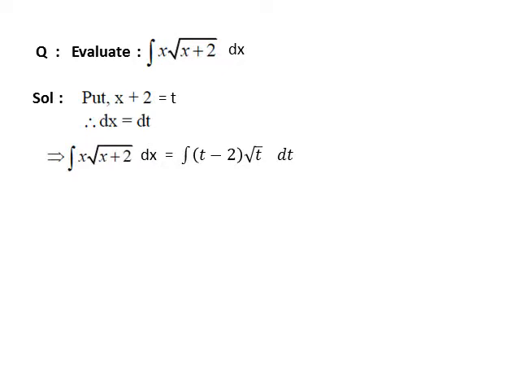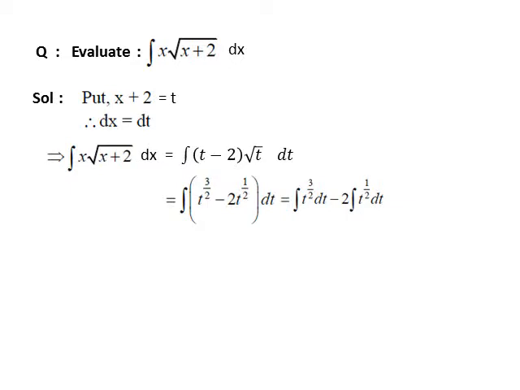Multiply square root of t within the bracket. We get integral of t raised to power 3 by 2 minus 2 t raised to power 1 by 2 with respect to t. In next step, write the functions separately for integration. Now, use the result integral of x raised to power n with respect to x equals to x raised to power n plus 1 upon n plus 1 plus constant c.